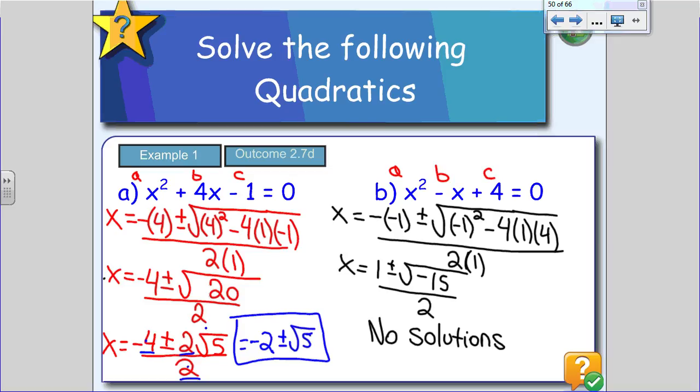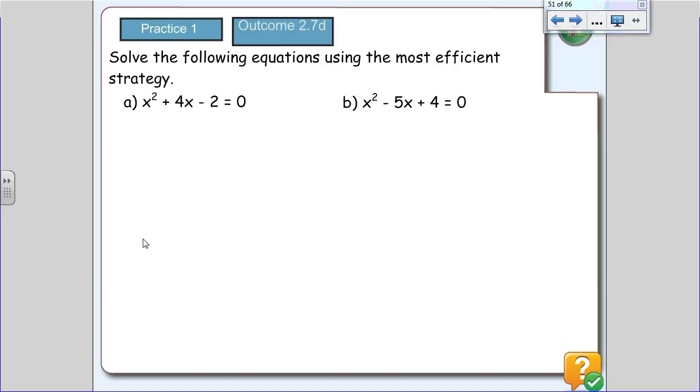All right, 2 questions for you guys to try. So you can solve these using whatever strategy you please. It's not telling you have to do one or the other. It's telling you to do anything you want. Yeah, you may.